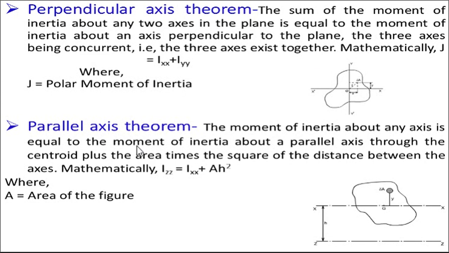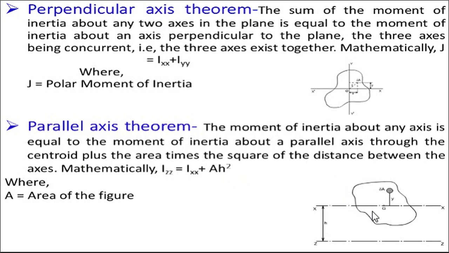And next, parallel axis theorem. So the parallel axis theorem states that the moment of inertia about any axis is equal to the moment of inertia about a parallel axis through the centroid plus area times the square of distance between the axes. So this is the statement of the parallel axis theorem, but mathematically it is written like this: Izz is equal to Ixx plus Ah square.